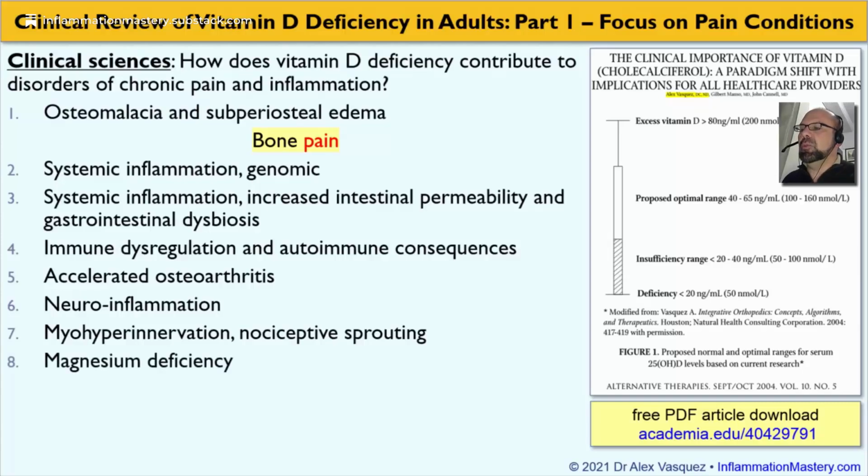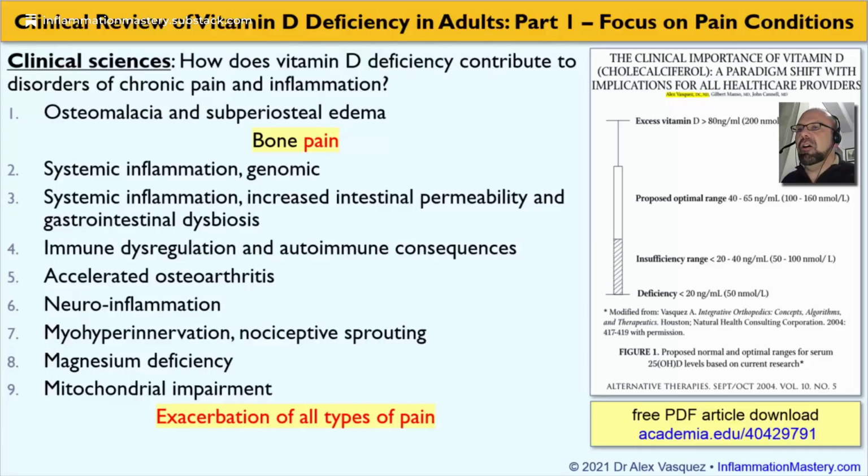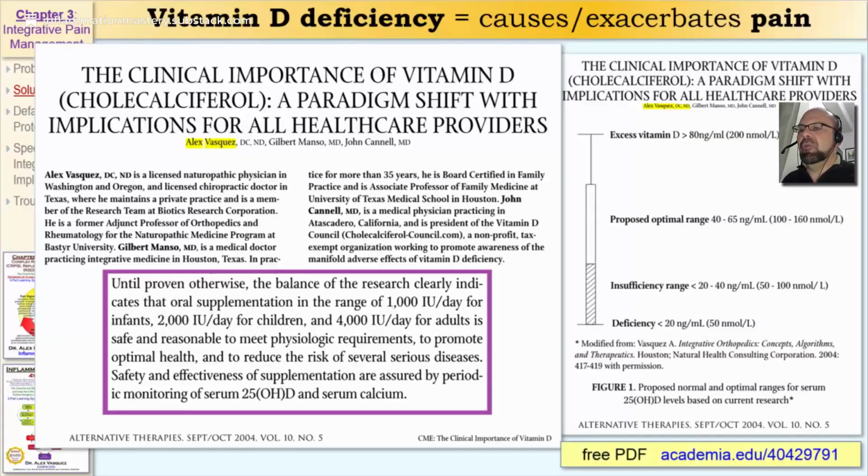Vitamin D deficiency also promotes magnesium deficiency, and when you look at items 2 through 8, all of those can exacerbate all different types of pain. Now let's look again at my article from 2004. You can download that for free online, and let's look at a few excerpts from that article.